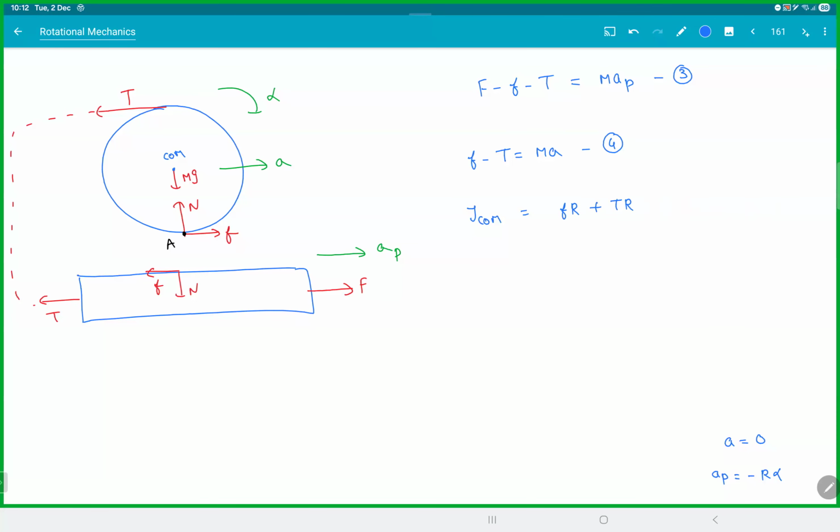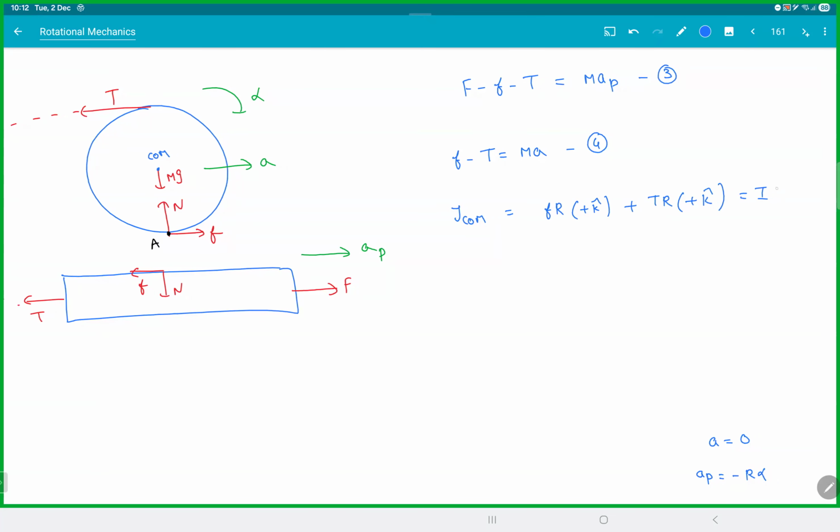If that looks confusing, I will do this thing. F into R k cap, T into R k cap. This will be I into alpha minus k cap. So this will be F plus T, and I about center of mass for a solid cylinder will be mR alpha by 2.